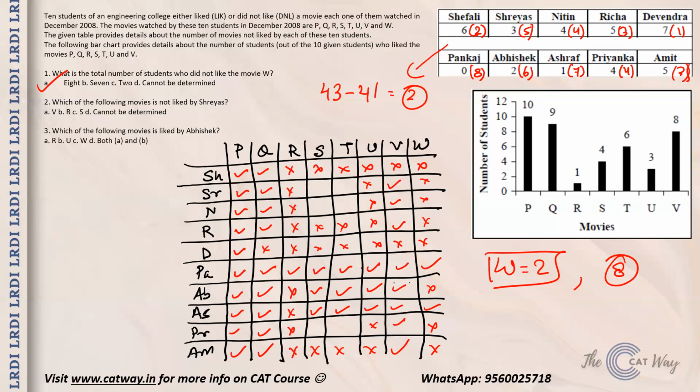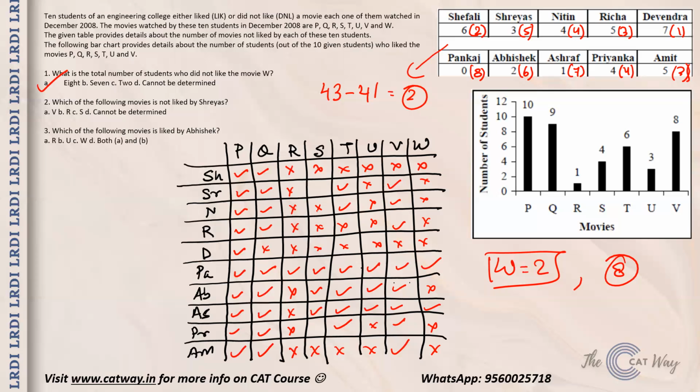Then, guys, if you talk about T, T was liked by six people. That means it was not liked by four people. We know the four people who do not like T, so every other person left did like T. Now Nitin liked four movies and did not like four movies. The four movies he liked, we know the data for that. So he is not going to like S, right?